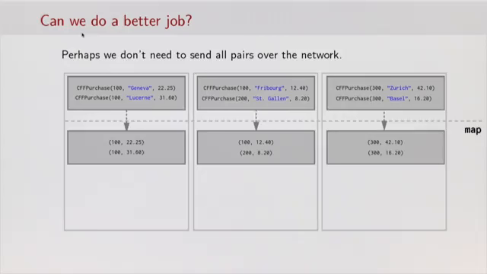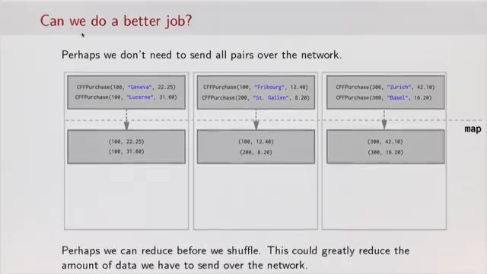So how can we do a better job? What can we do differently to make this example more performant? After all, if you want to do a group by key kind of operation, we definitely have to move data over the network. But can we somehow do it in a more efficient way? Perhaps we can reduce before doing the shuffle. This could potentially reduce the amount of data that we actually have to send over the network.